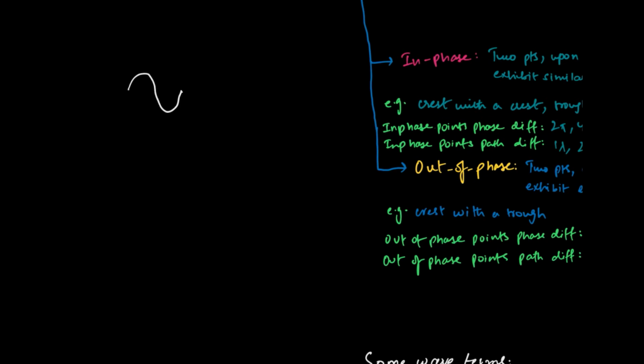Here's our wave, and here are our two waves. So how do we know that the points are in phase? The easy way to find out which points would be in phase is to divide. If there are two waves, just divide the two waves into single unit waves, meaning parts of single waves.